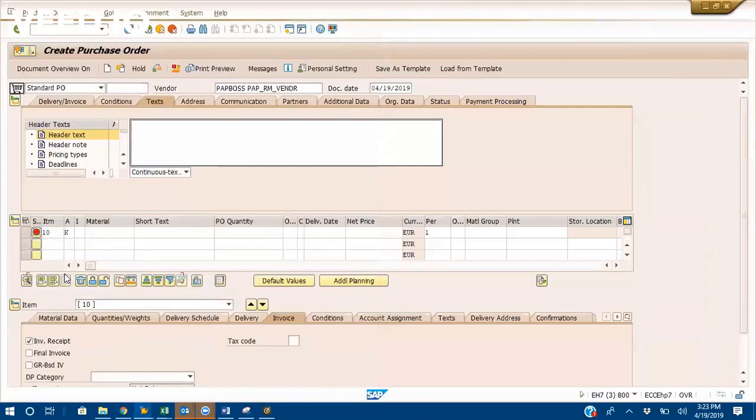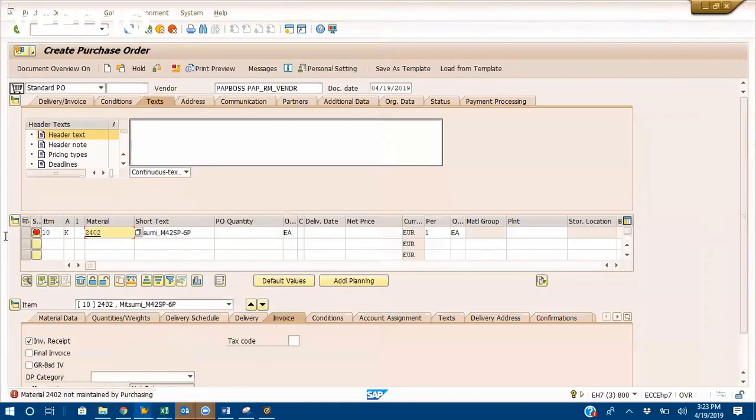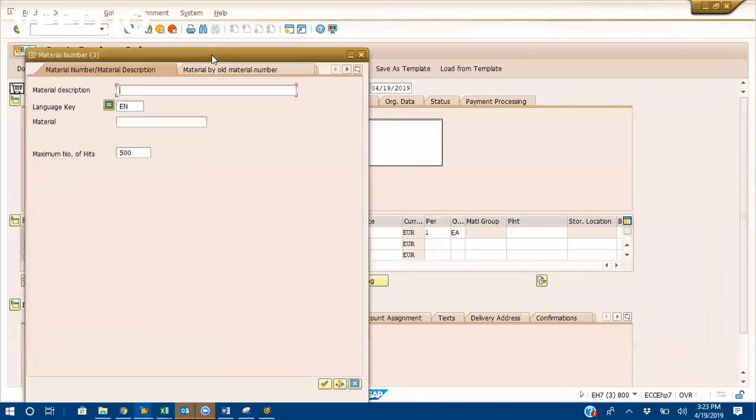Let's do this, okay? I don't think it will take it, but let's see. It's not maintained. Yeah. So it has to be plant specific.